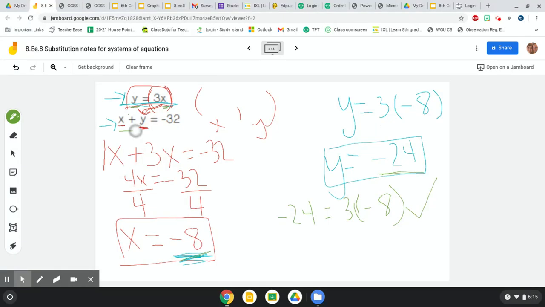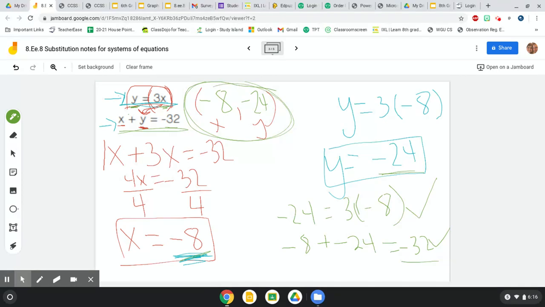Now I need to check the second equation. So I'm taking my x value, which is, again, negative 8, plus my y value, which is negative 24. And it says it's equal to negative 32. Well, I'm asking myself again, does this work out? Is negative 8 plus a negative 24? If I'm at negative 8 and I get another negative 24, am I going to be at negative 32? Well, yeah, I am. So that is also going to work out. So I know for a fact that my ordered pair is negative 8, negative 24. And this is how I would write my final solution, as an ordered pair.